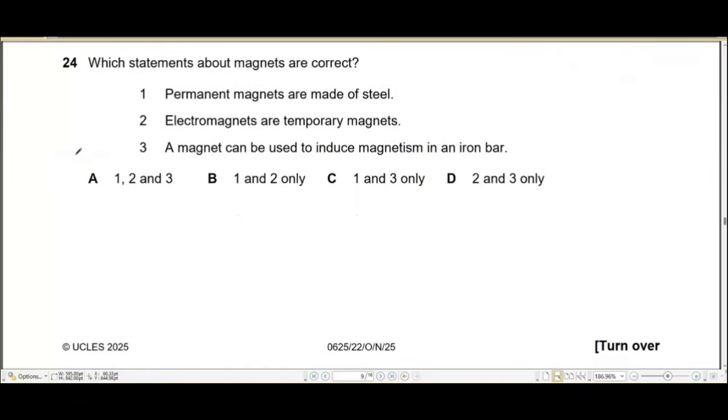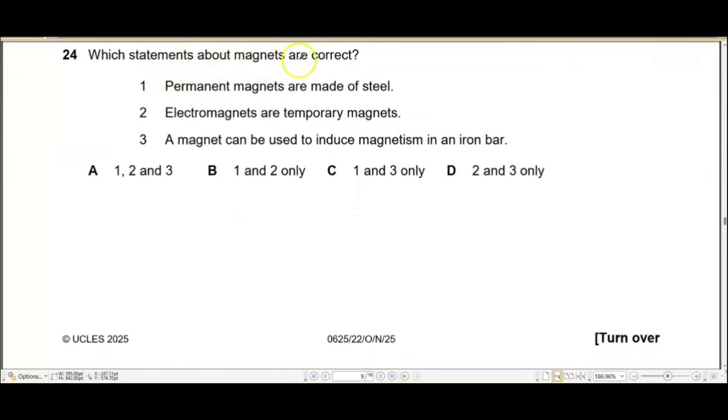Question number 24. Which statement about magnets are correct? Permanent magnets are made up of steel. Yes, this is correct. Electromagnets are temporary magnets. This is also correct. C, a magnet can be used to induce magnetism in an iron bar. Yes, this is also correct because iron is a magnetic material. So options 1, 2, 3 all are correct. The correct answer option is option A.